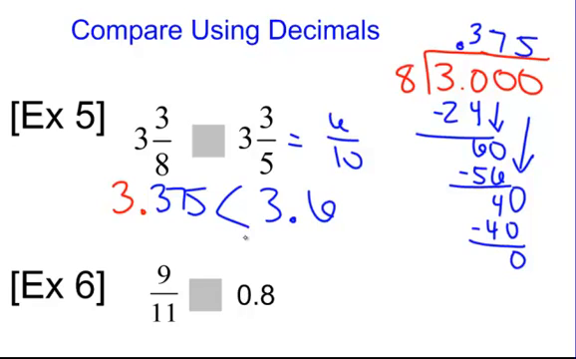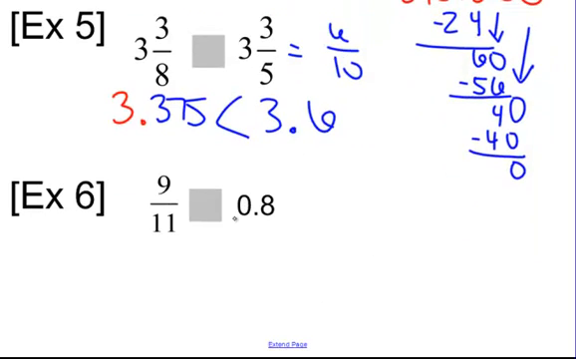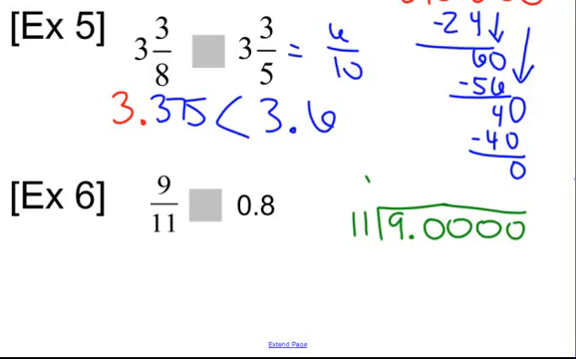Now, for number 6, one of them's a fraction and one of them's a decimal. So we'll leave the decimal alone because we're changing them to decimals. Let's try 9 divided by 11. Again, we're going to need a decimal here. Put a bunch of zeros out. We put as many as we need. 11 doesn't go into 9, but it goes into 90 8 times. Put that decimal there. 8 times 11 is 88. Subtract, we get 2. Bring down a 0.